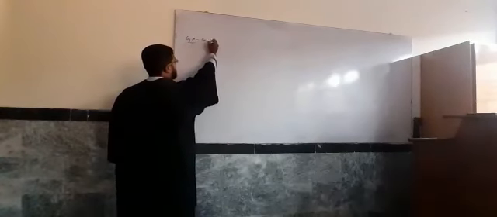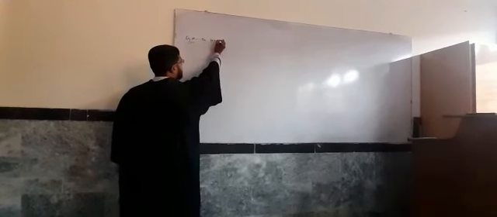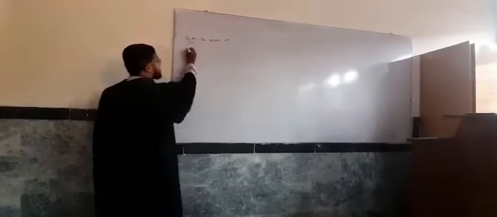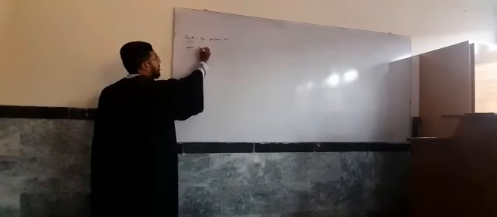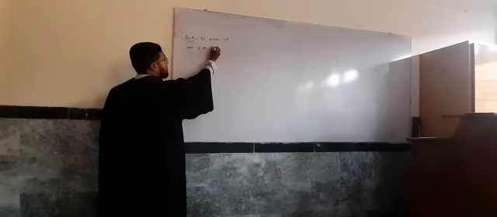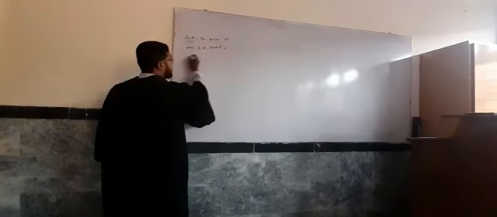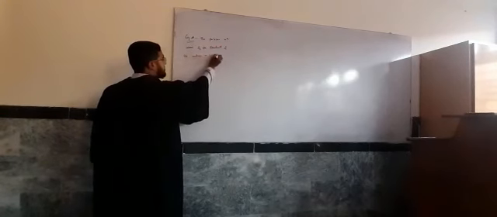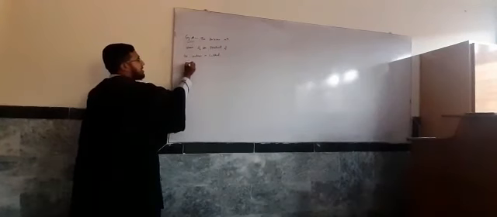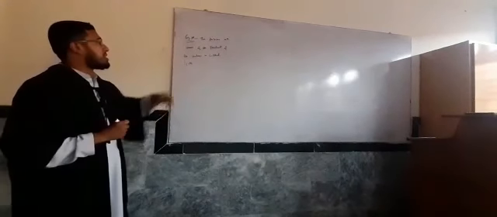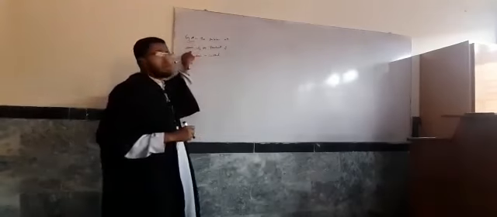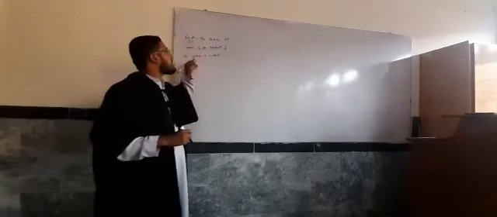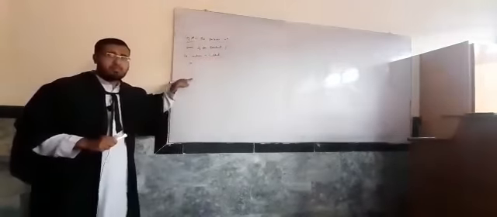What is GM? GM means the positive nth root of the product of the values is called GM. Basically, GM stands for the geometric mean. The positive nth root of the product of the values is called the GM, right? It is the mathematical average.